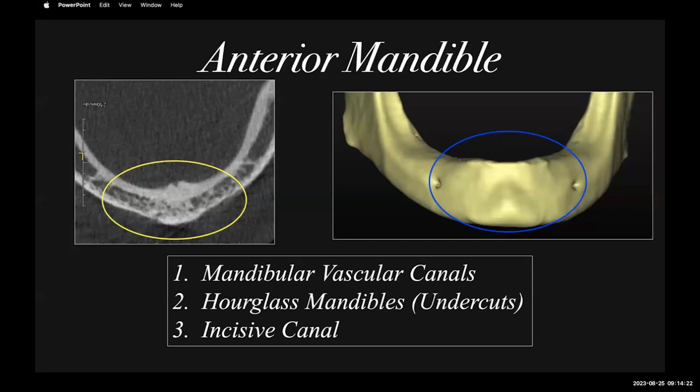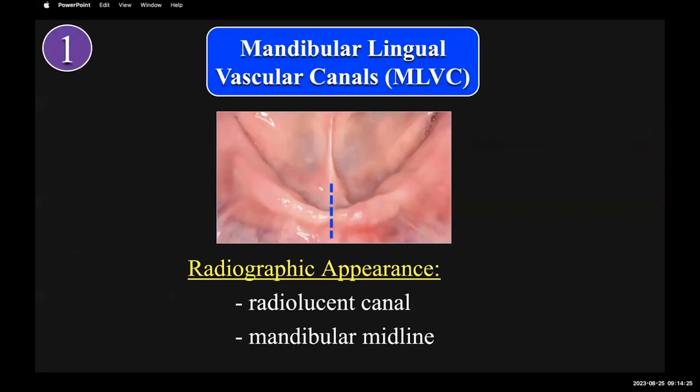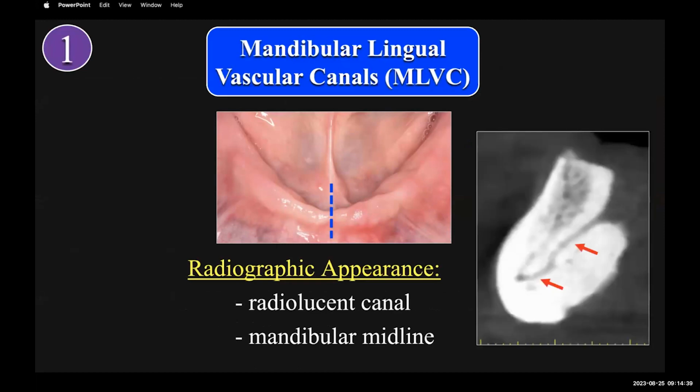So I'm going to go over a couple of these, and we'll first talk about the mandibular lingual vascular canal. Some people call it the MLVC, and it is right in the midline. So it's right where a lot of times we're placing an implant, and in probably over 50% of the patients, you're going to see this radiographically on a CBCT. So this is a cross-section image, and you can see by the red arrows, there is a radiolucent canal that comes in from the lingual, and it traverses all the way almost to the buccal plate and then all the way up to the crestal ridge.